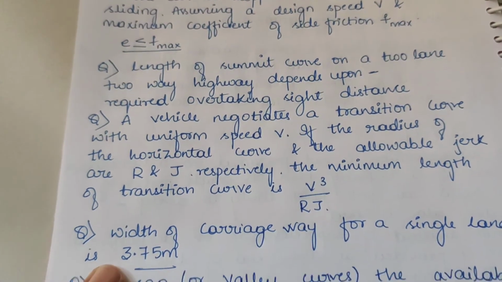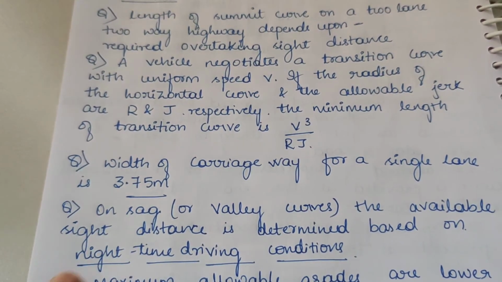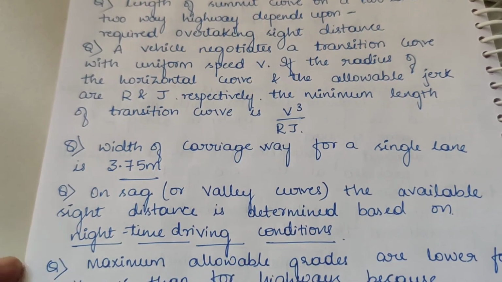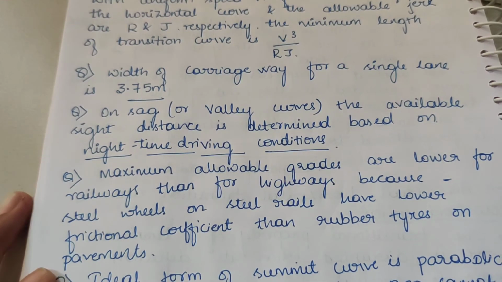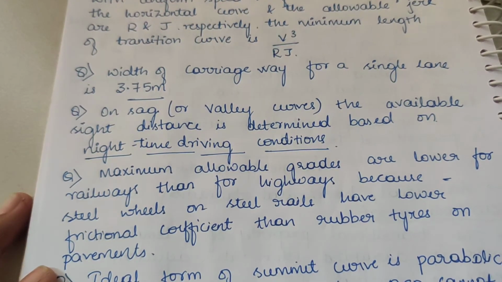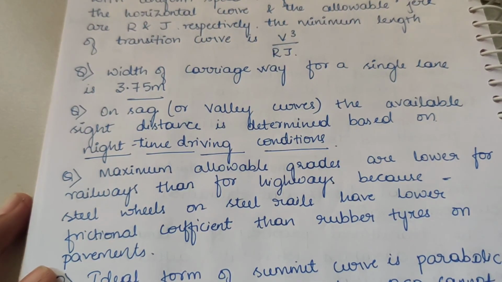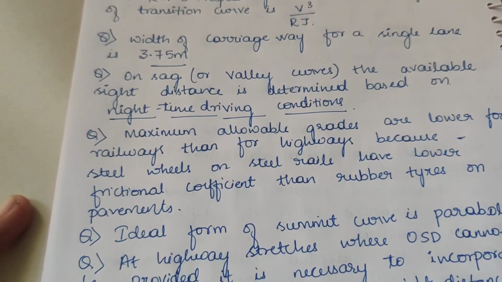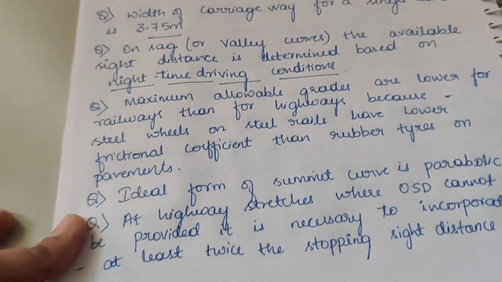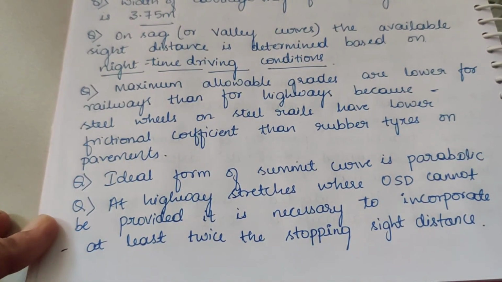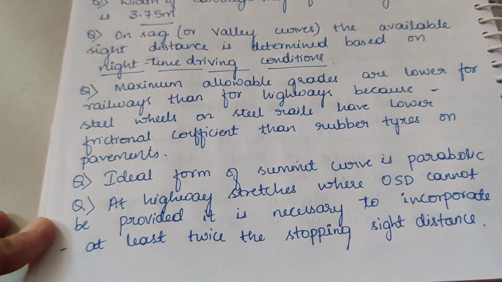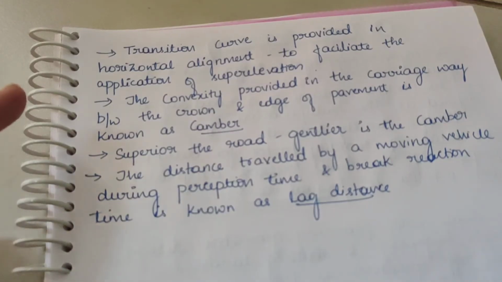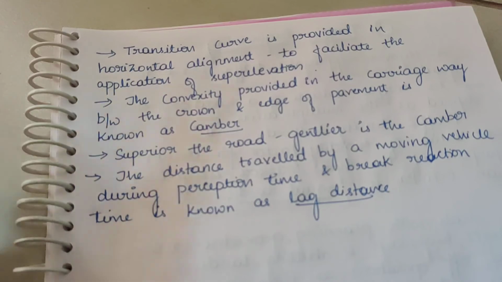Width of carriageway for single lane road is 3.75. On sag, the available sight distance is determined based on nighttime driving conditions. Maximum allowable grades are lower for railways than for highways because steel wheels on steel rails have lower frictional coefficient than rubber tires on pavements. Ideal form of summit curve is parabolic. At highway stretches where overtaking sight distance cannot be provided, it's necessary to incorporate at least twice the stopping sight distance. Transition curve is provided in horizontal element to facilitate the application of super elevation.